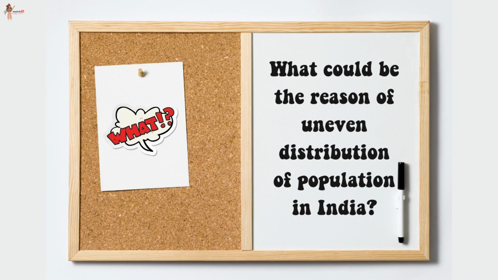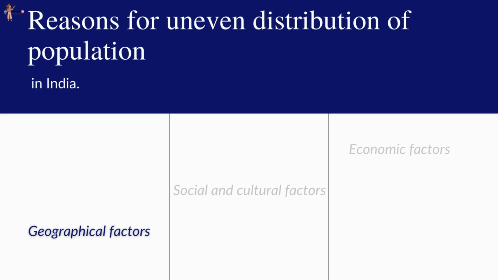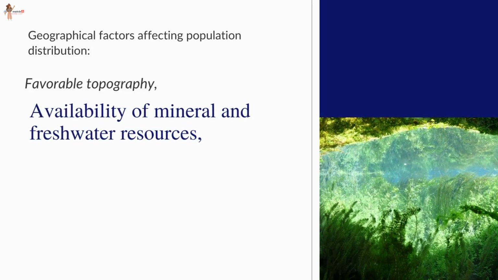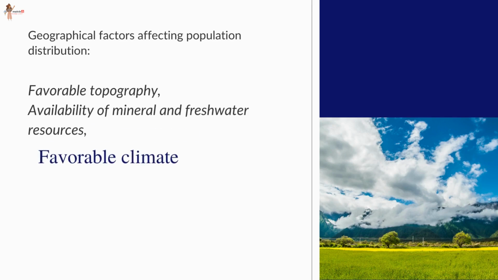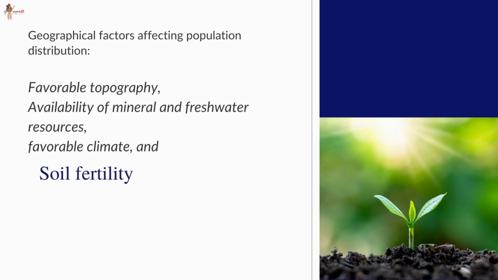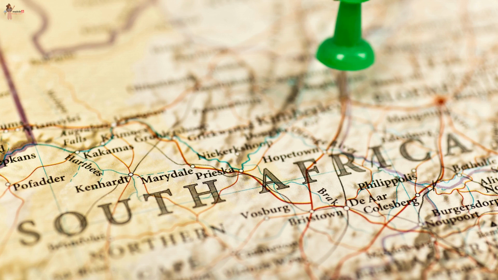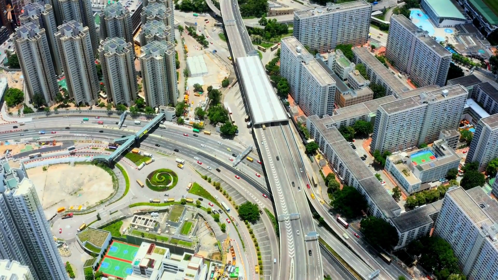Now, what could be the reason for uneven distribution of population in India? Well, there are three main factors: geographical factors, social and cultural factors, and economic factors. Geographical factors include favorable topography, availability of mineral and freshwater resources, favorable climate, and soil fertility. For example, Indo-Gangetic Plains, diamond mines of South Africa are densely populated.